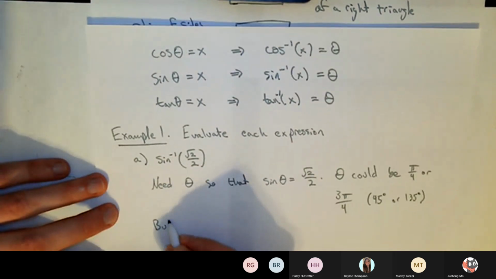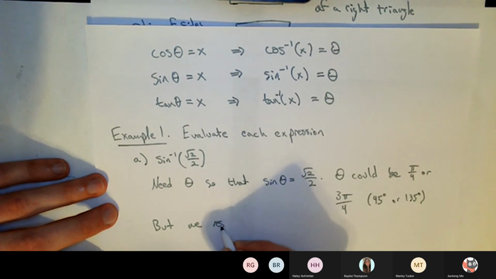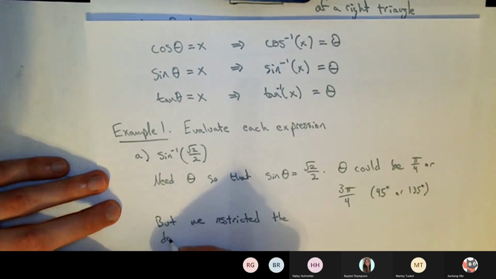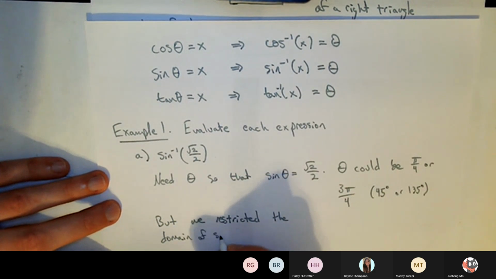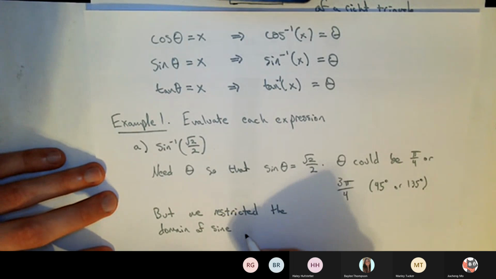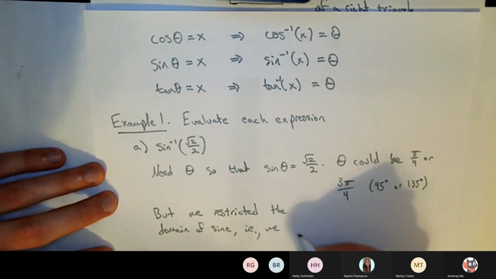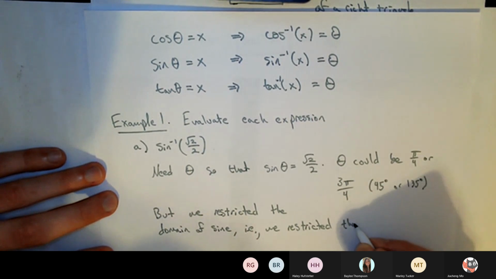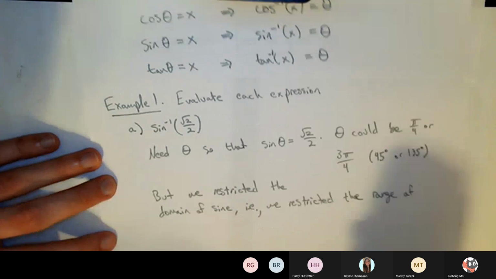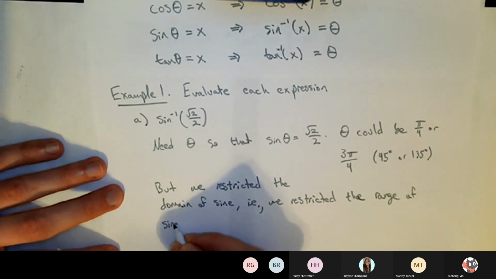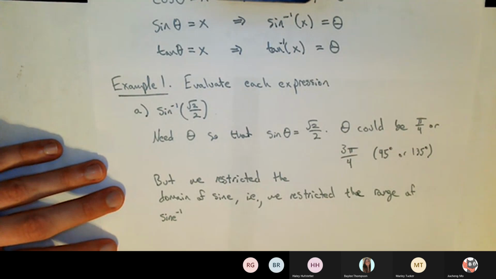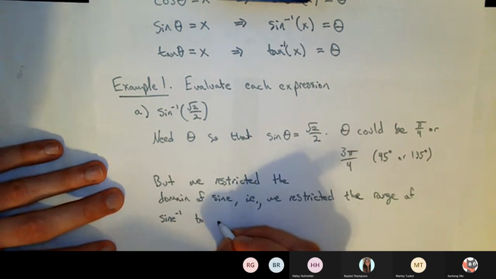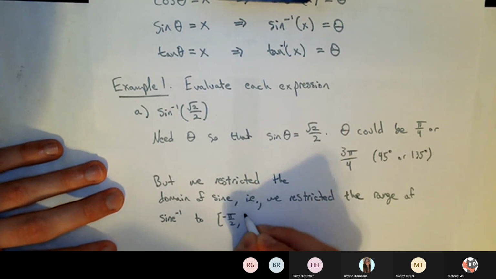But we restricted the domain of sine, in other words, i.e. we restricted the range of inverse sine. Sine inverse. So we restricted the range of inverse sine to, what did we restrict it to from our table? The range needs to be restricted to negative pi on 2 up to pi on 2.